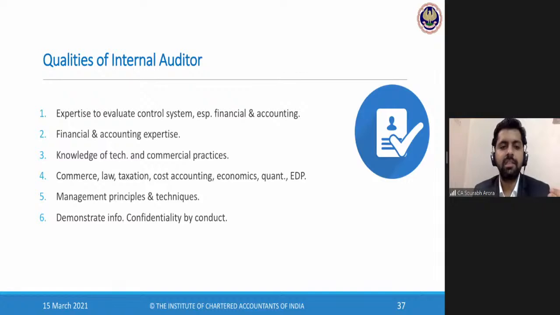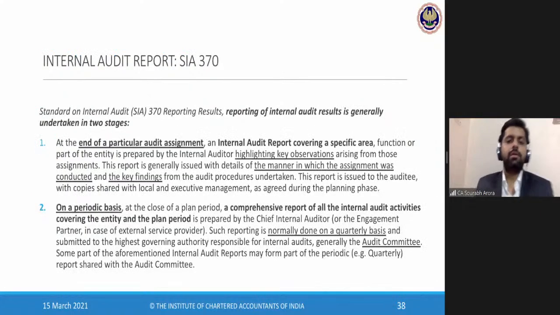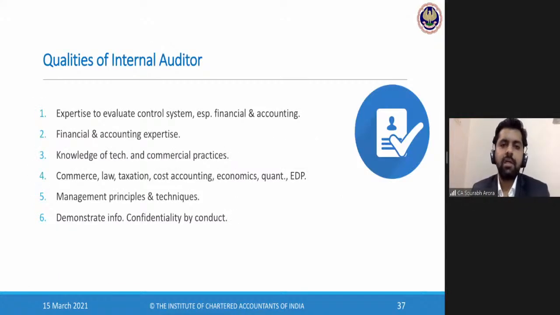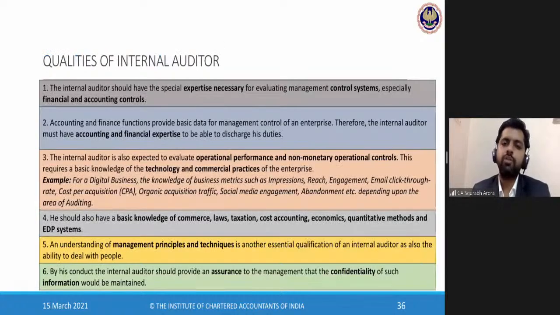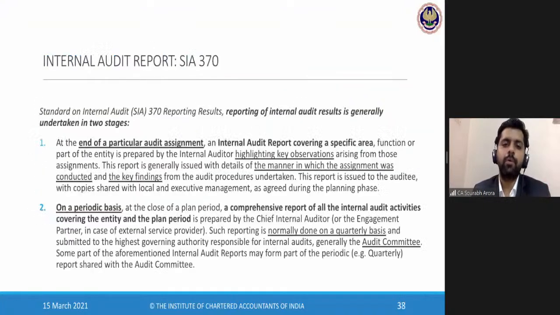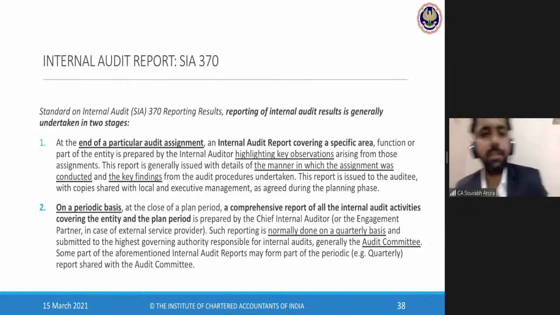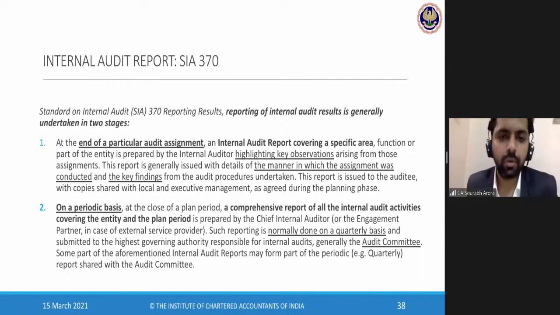Here I have summarized them again. Internal Audit Report, Standard on Internal Auditing 370. So we have discussed the requirements of an internal auditor, qualities of an internal auditor, objectives, scope. Now we'll discuss the report. It is dealt with in the SIA, Standard on Internal Auditing 370. This was published last year in February in the compendium. And through this, the institute has set up the standard for internal audit reporting.